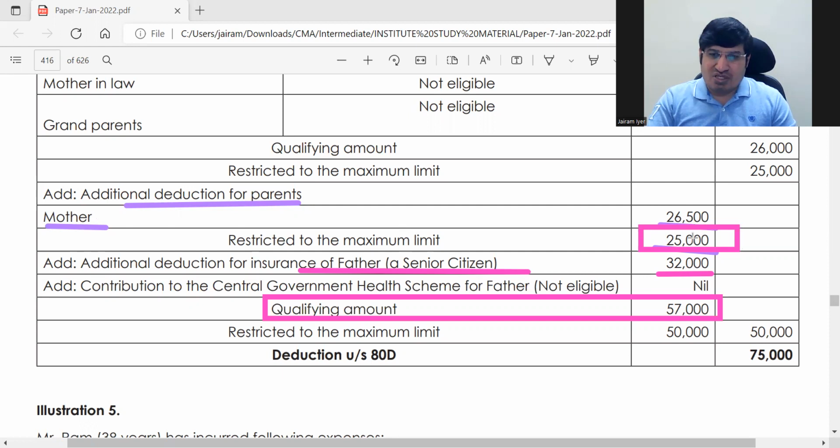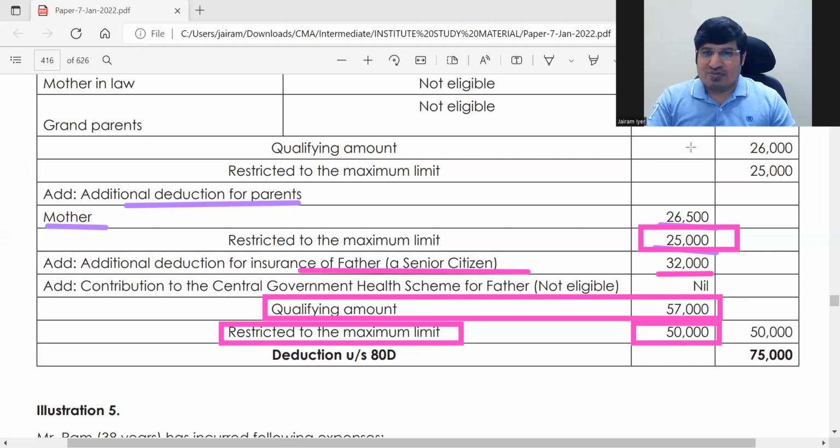If you add 32 plus 25, why are you adding here? यहीं पे हमने क्यों 25 नहीं कर लिए? Why? Because for senior citizen the maximum limit is 25,000... if you did not claim mother's insurance mediclaim, then father's 32,000 fully would have been allowed. Correct. ठीक है, so that's why you are writing 32,000 here. Add 25 plus 32, 57 is the qualifying amount, but you will have to again restrict to the maximum limit, ठीक है, which is 50,000.